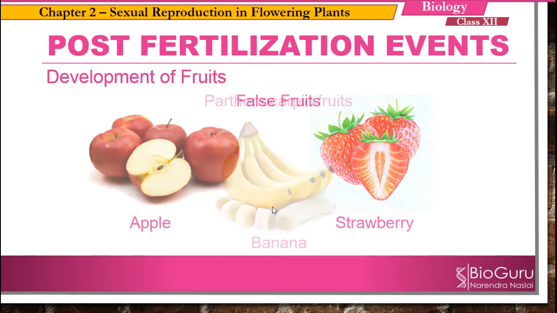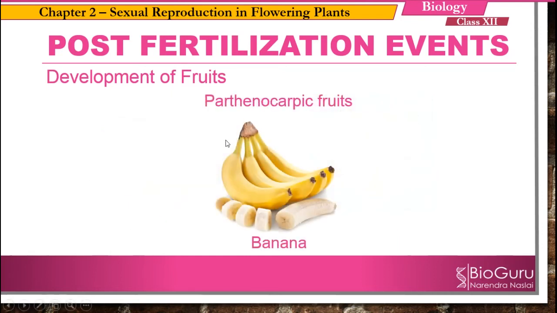Clear? Okay. Some fruits are developed without fertilization. They are called parthenocarpic fruits. An example here is banana. Fruits usually develop after fertilization. The ovary develops into fruit only after fertilization. But in some cases, like in banana, the ovary develops into fruit without fertilization. So such types of fruits are called parthenocarpic fruits.